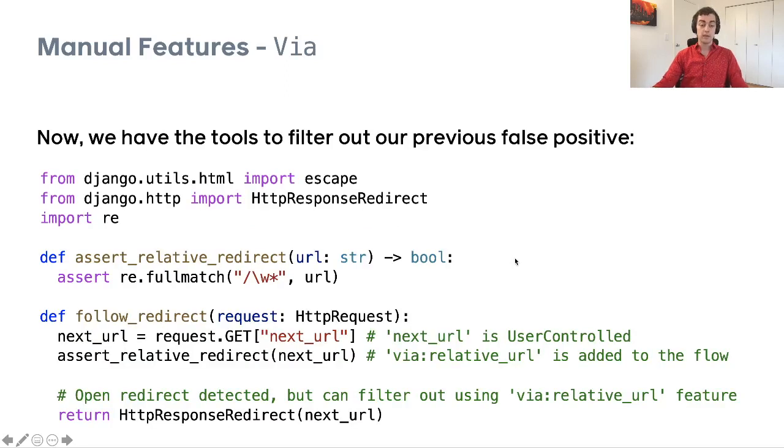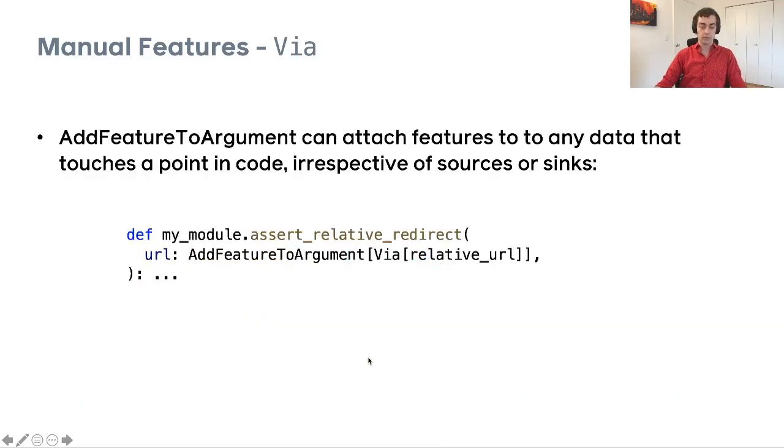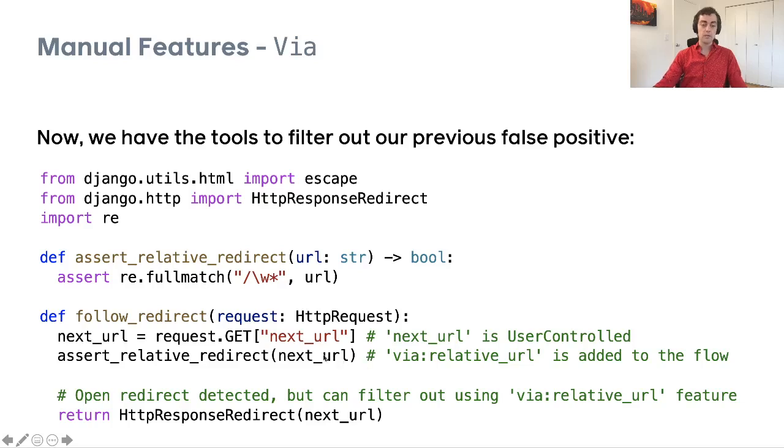Now, using that model we just wrote, we have a way to filter out the false positives from our earlier example. So if you recall that example, we took user controlled data, we asserted that it was a relative URL, and then we returned it to the user. Now, when we do this assert with this model from the previous slide, Pysa is going to detect this flow, but it's going to add that relative URL feature that we wrote a model for in the previous slide. So now we'll be able to filter out this issue after the fact, based upon this via relative URL feature that we've added.